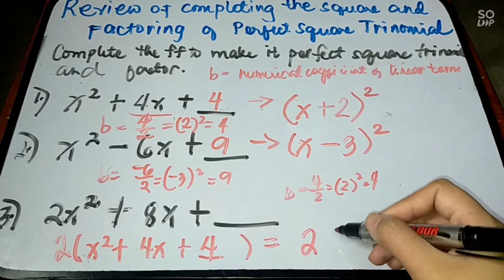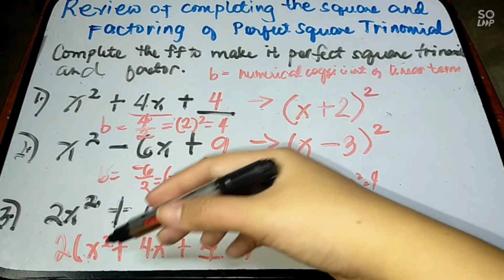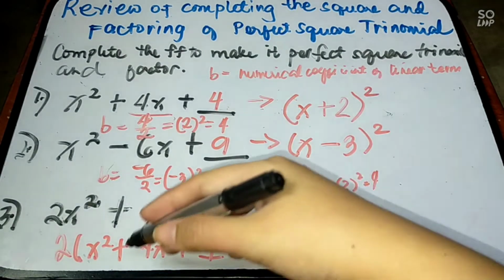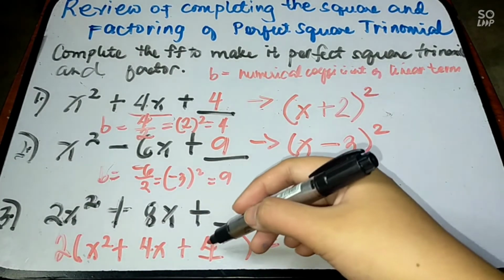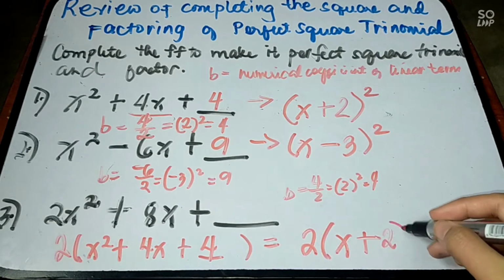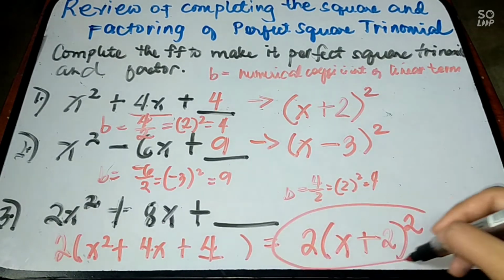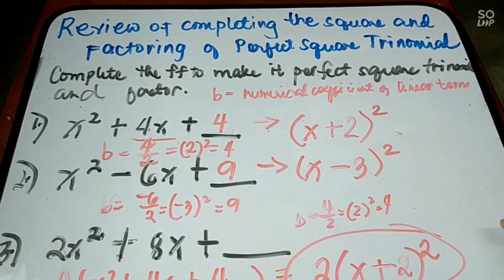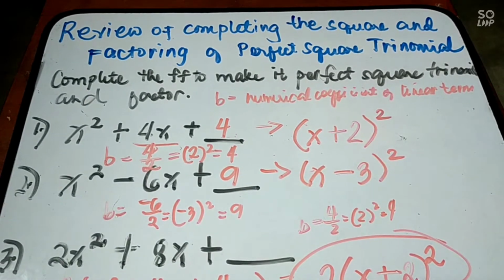Just copy 2. Then, open parenthesis. What is the square root of x squared? We have x. Then, just copy the sign, plus. The square root of 4, the answer is 2, squared. So, this is now your factor. Is it clear? So, that is how you complete the square and factor a perfect square trinomial. Now, let us apply it in our main lesson.